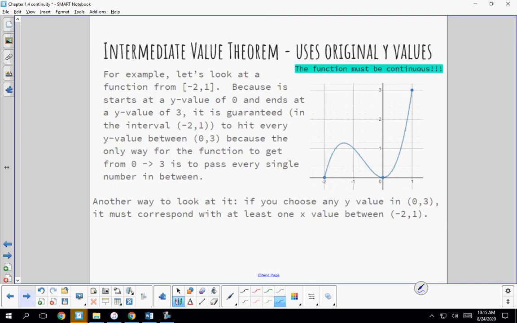And then the intermediate value theorem. You can look at all this, but basically, if we have a continuous function, that means we have to be able to trace it and never lift our pencil. If we know that we have one endpoint at 0 and another endpoint at 3, that means somewhere in here we have to hit every y value. We have to be able to find a point on our line that corresponds with every y value in between. Otherwise, we would have had to pick up our pencil.